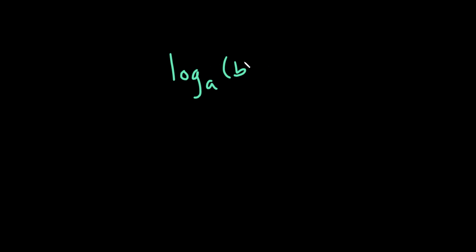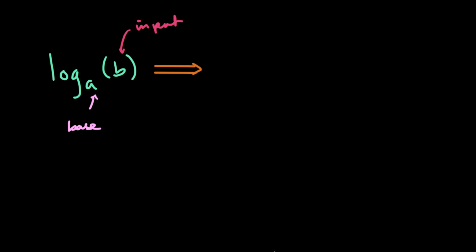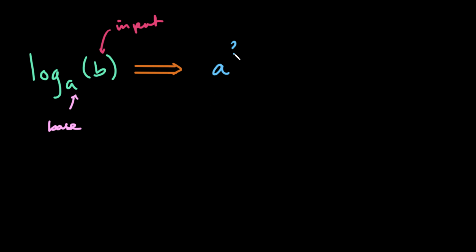So let's get more into logarithms. In a logarithm, the little subscript value is the base, and the number in the parentheses is the input to the logarithm. Now, I've found the best way to think about logarithms is to imagine they're asking you a question. The question the logarithm asks is, what number would you have to raise the base to in order to get the number in the parentheses?